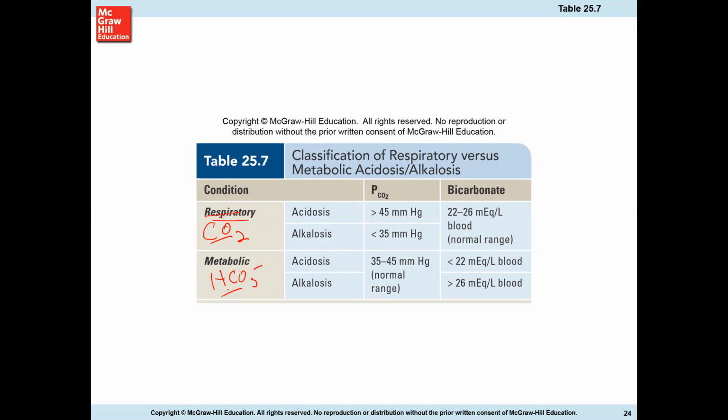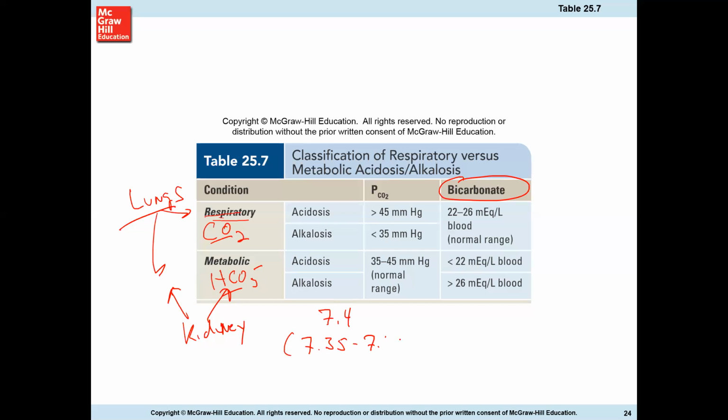So this is the kidney, right? Bicarb, right? And here's the normal values. And here's the lungs. So these two organ systems work together to balance out to 7.4, right? 7.4 pH, or a range of 7.35 to 7.45 is an acceptable compensatory range. It's still out of 7.4 though. Right.